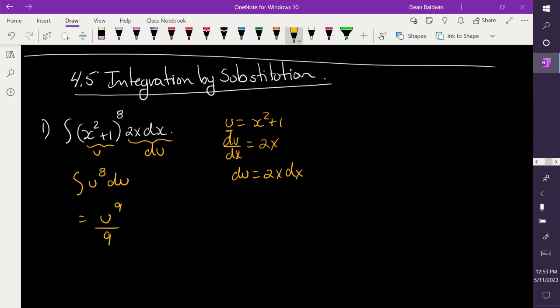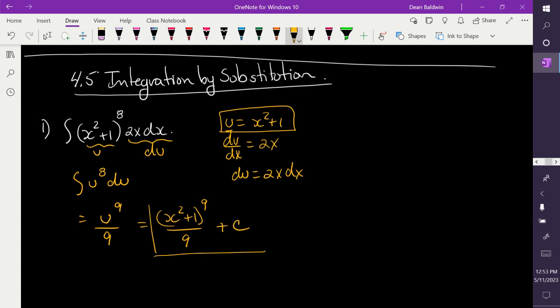What do you have to put back in? Yeah. Our u value was x squared plus 1, so you plug that back in. And then because this is indefinite, we have no upper and lower bounds. What do we have to tack on to the end? And that's your answer. Because it's indefinite, we don't have any upper or lower bounds. So you have to put the constant of integration.